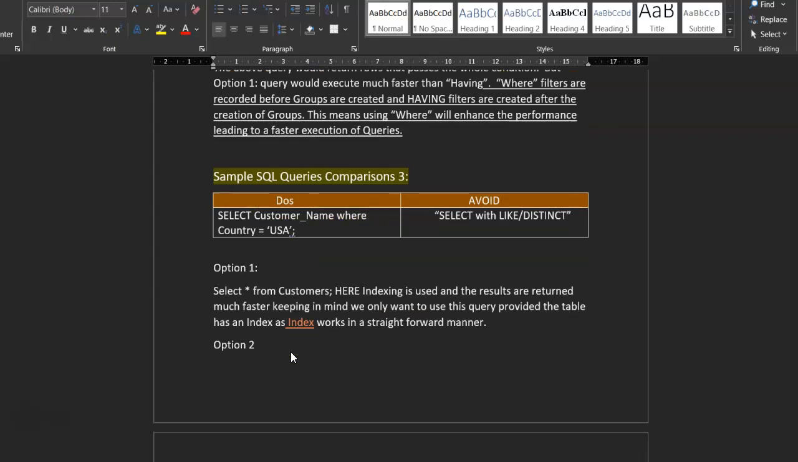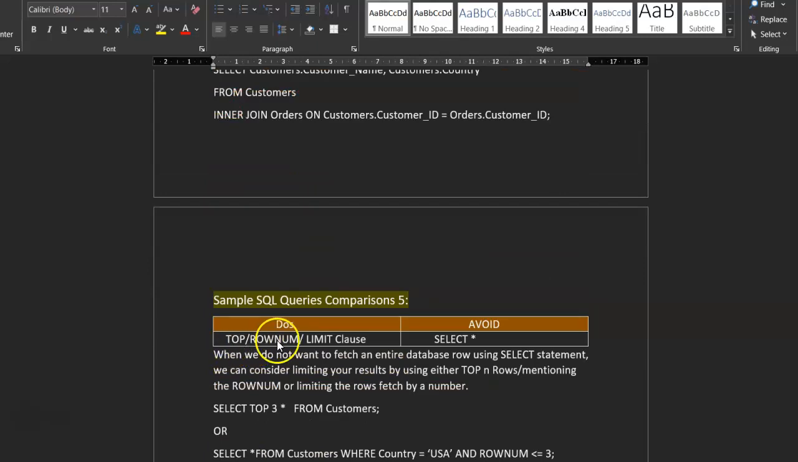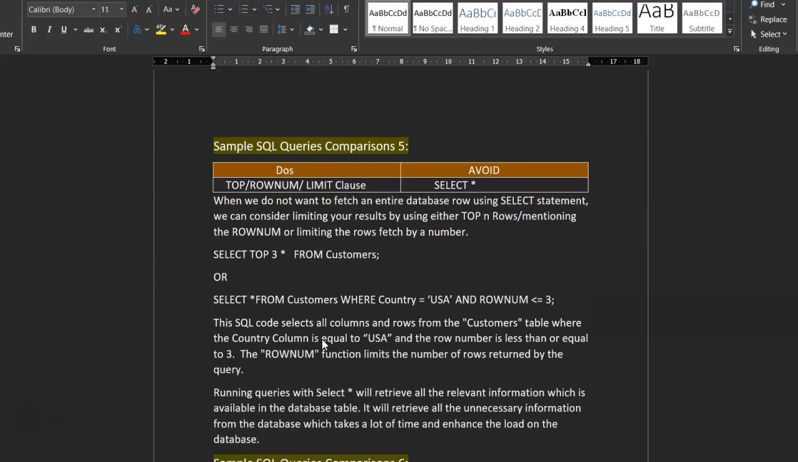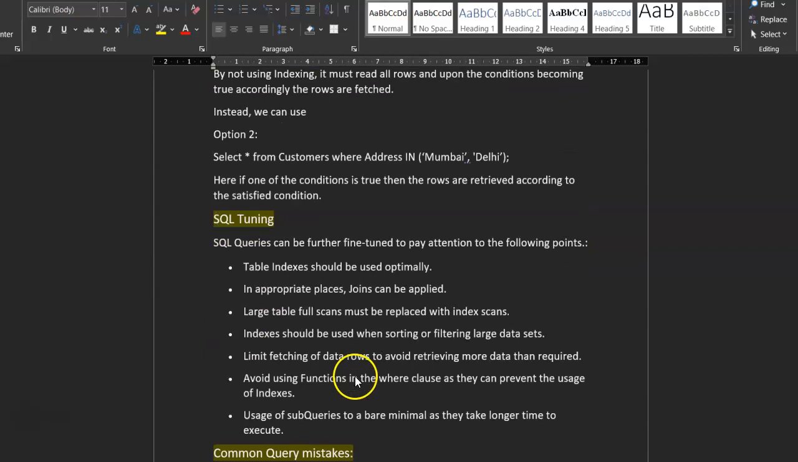Now the other thing is, we can also limit the number of results that we are getting. See here, for example, we can use TOP, ROWNUM, LIMIT instead of using a select star. So when we don't want to fetch an entire database using a select statement, we can use the top 3 results or row number. We can limit it, or else the select star will produce the necessary information as well as the unnecessary information from the database. And then we have to place extra importance on indexing rather than using OR and NOT, because when we use OR or NOT, indexing is not taken into account.